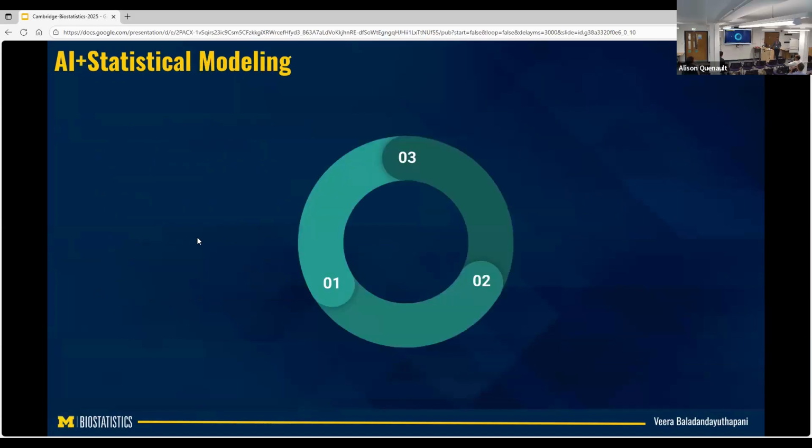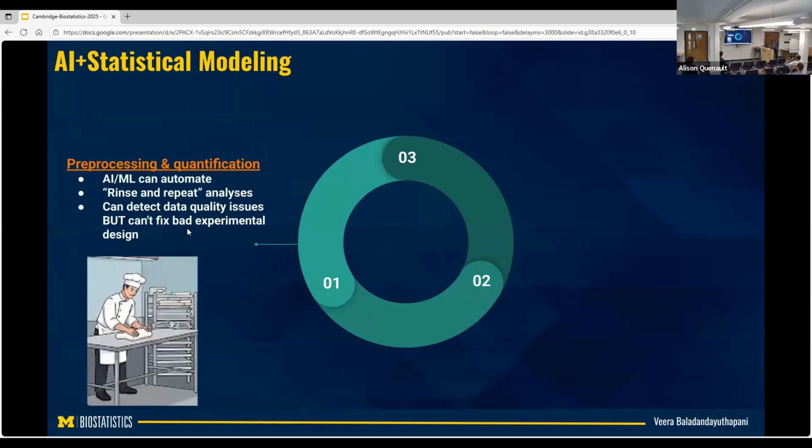This is my pontification slide, and I'll get past this and get to the specifics here. I know we are a statistical audience, but no. So the three aspects to this: what goes in, the analysis, and what goes out. What goes in, I feel that AI or machine learning can automate, because if you get a reasonable solution, this is rinse and repeat analysis. So you can do it again and again, and it's really good, especially deep learning, to detect some kinds of data quality issues. But what it absolutely cannot do is fix a bad experimental design.